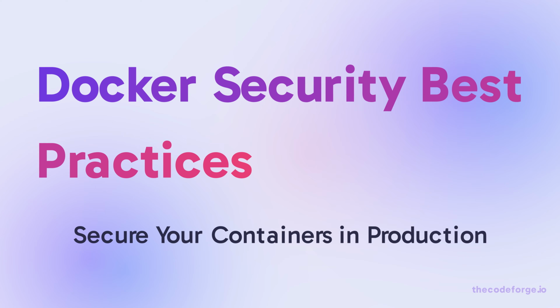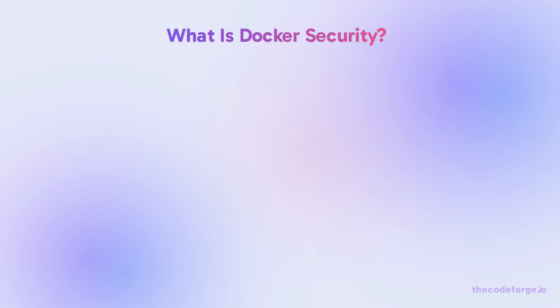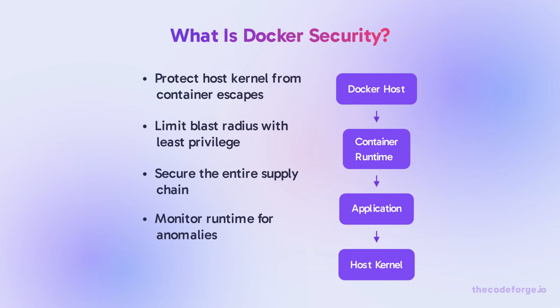Before we dig into that production issue, let's cover Docker security best practices. Docker security is about protecting the host kernel from container escapes, limiting the blast radius of a compromise, securing the image supply chain, and monitoring runtime behavior for anomalies. Each layer builds on the previous one.